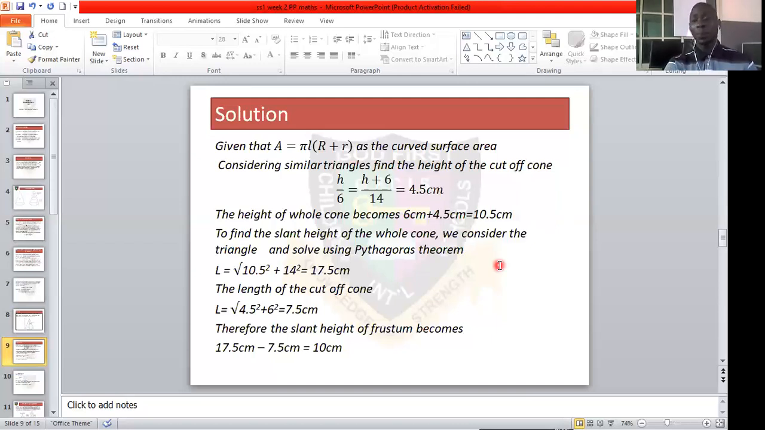Before you solve equations like this, we need to find other parameters. We can find the height, and if we find the height, that's how we can find the slant height, because we are only given the radius. We need to find the height of the smaller cone and the height of the whole cone. But in this case, we are given only the height of the frustum, which is 6 centimeters.